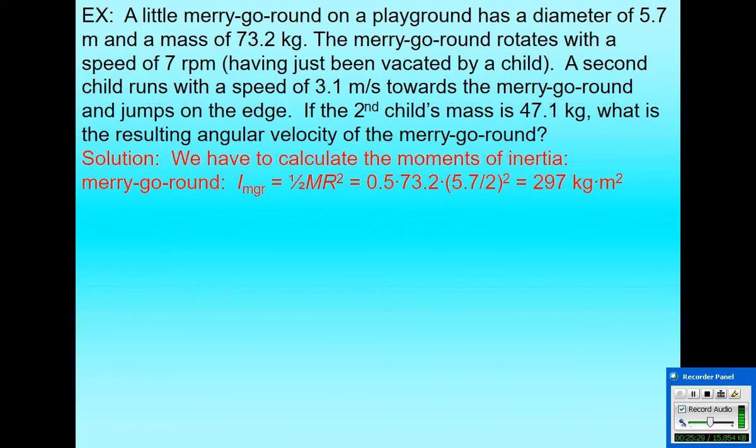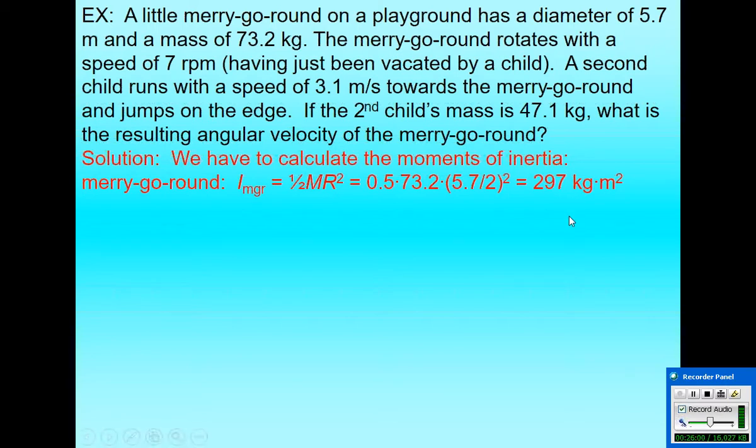As I said, we're treating the merry-go-round as a solid disk, so its moment of inertia is 1/2 mr squared. Plug in the mass of the merry-go-round. The diameter of the merry-go-round is given, so pay attention to that. The diameter is 5.7 meters, and the radius is half the diameter. So we do 5.7 divided by 2, and we square that result. I calculate the moment of inertia of the merry-go-round to be 297 kilograms times meters squared.